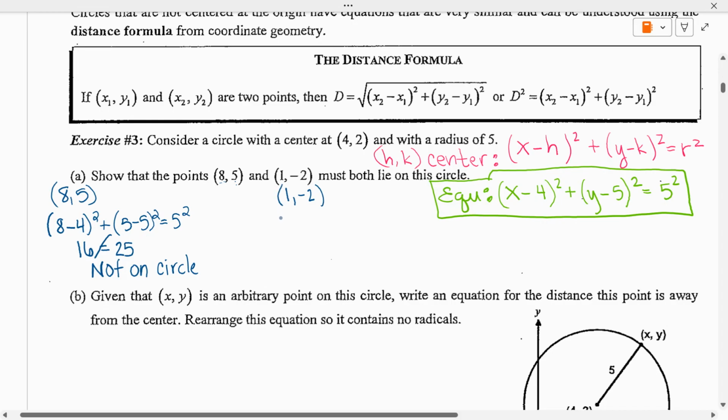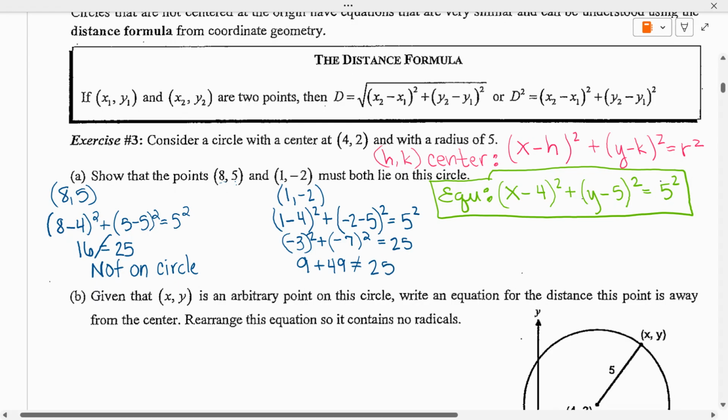What if I check the other point? (1, -2). So I'm going to let x equal 1. (1 - 4)^2 + (-2 - 5)^2 = 5^2. So 1 minus 4 is negative 3, squared, plus negative 2 minus 5 is negative 7, squared, equals 25. Well, 9 plus 49 does not equal 25.